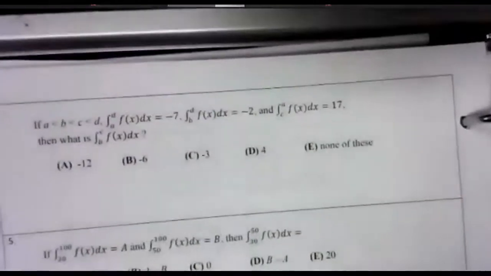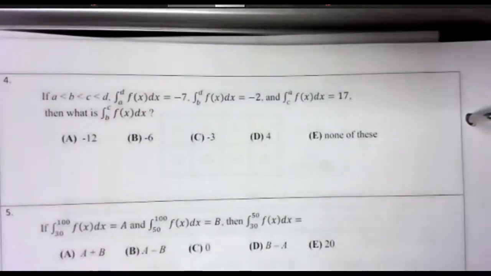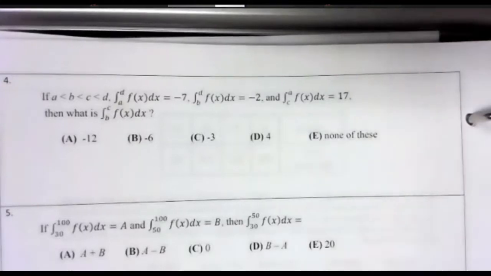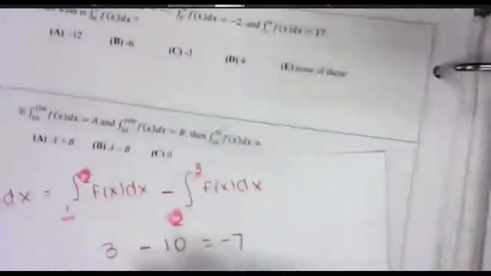Okay. So if A is less than B, which is less than C, which is less than D, and A to D of f of x equals -7, and B to D of f of x equals -2, and C to A of f of x equals 17, then what is B to C for that problem? And I told you what the answer is, A, I think, right? From what I remember.